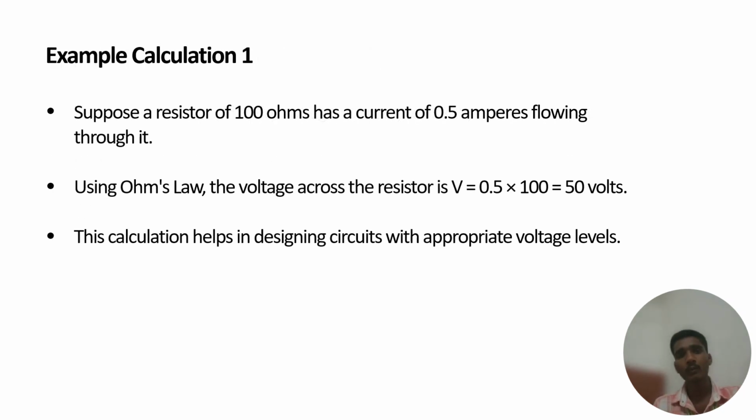This is an example for Ohm's law and calculation. Suppose a resistance of 100 ohms has a current of 0.5 amperes flowing through it. Using Ohm's law to calculate the voltage, V = 0.5 × 100 = 50 volts. This calculation helps in designing circuits with appropriate voltage levels.